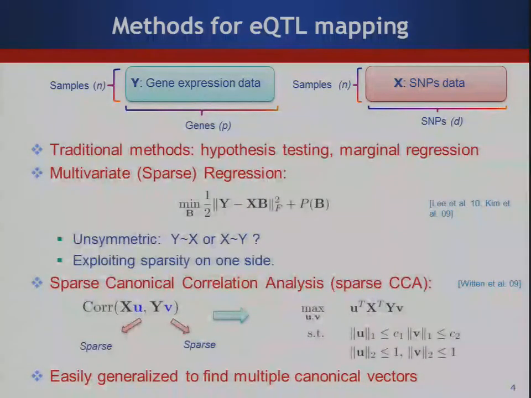And so this procedure, here we only find the first canonical vector pair, U and V, but this procedure can be easily generalized to find multiple canonical vectors. It has been applied to several biological studies and achieved very successful experimental results.